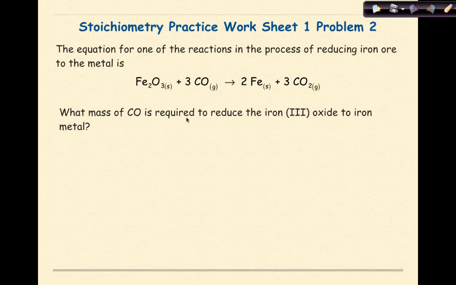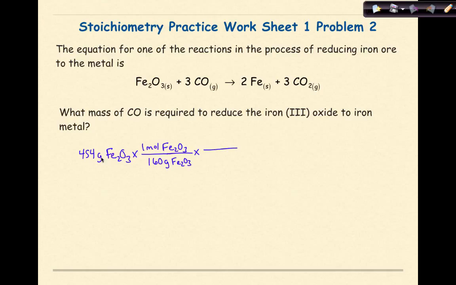What mass of CO is required to reduce the iron 3 oxide into iron metal? We're going to use the same given as we saw in the previous question. 454 grams of Fe2O3, multiplication sign and a line. And again, we want to go from grams to moles of Fe2O3. 1 mole of Fe2O3 is equal to 160 grams of Fe2O3.